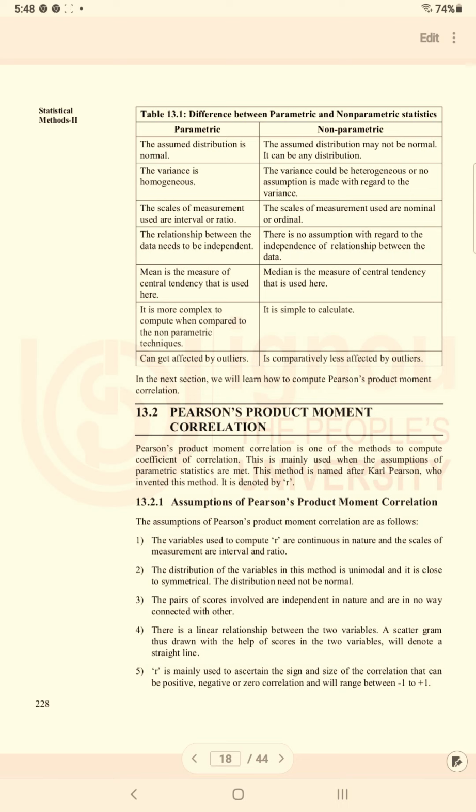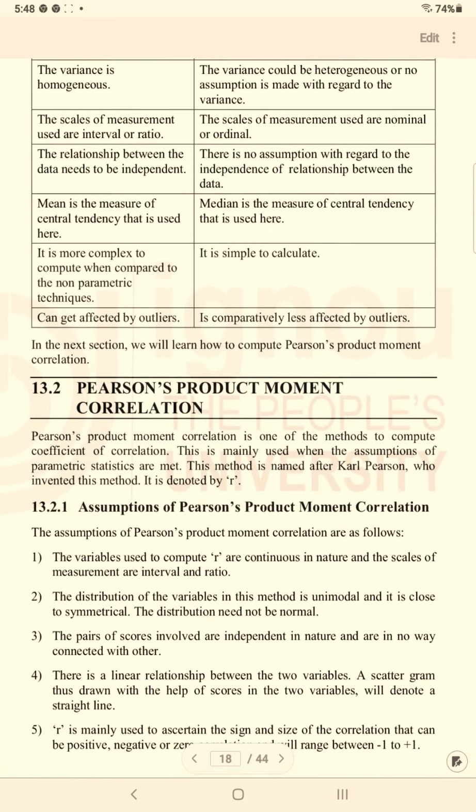In the next section, moment correlation. 13.2 Pearson's product moment correlation. Pearson's product moment correlation is one of the methods to compute coefficient of correlation. This is mainly used when the assumptions of parametric statistics are met. This method is named after Karl Pearson, who invented this method. It is denoted by r.